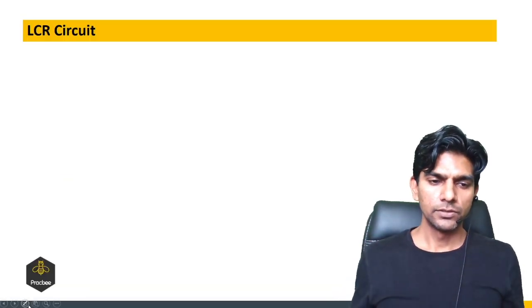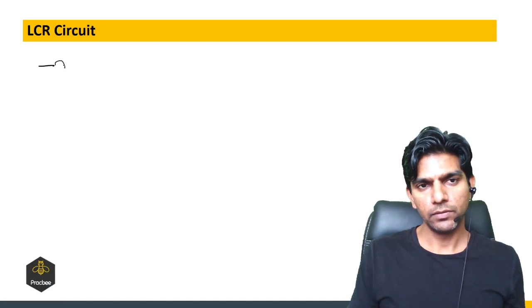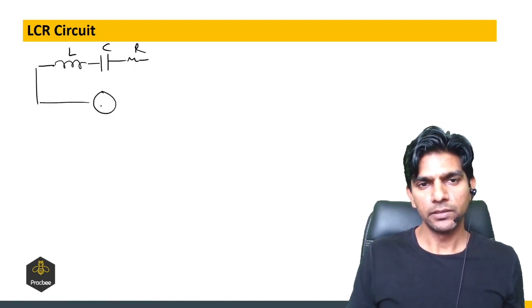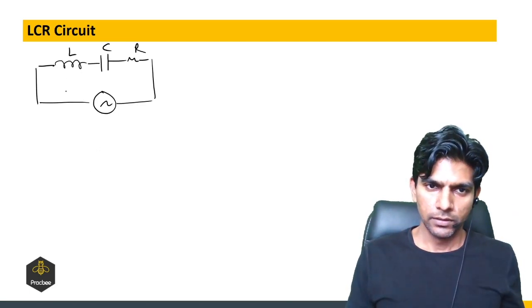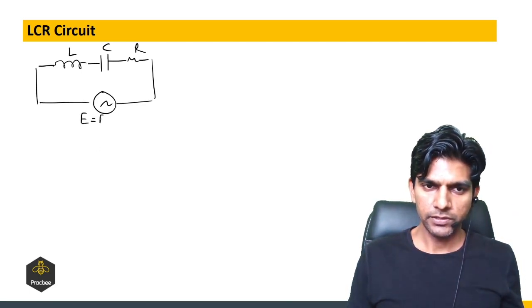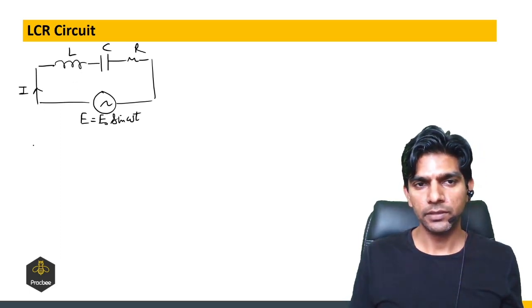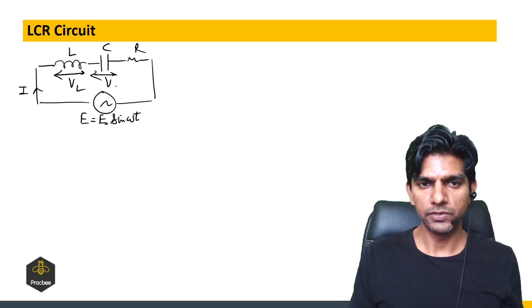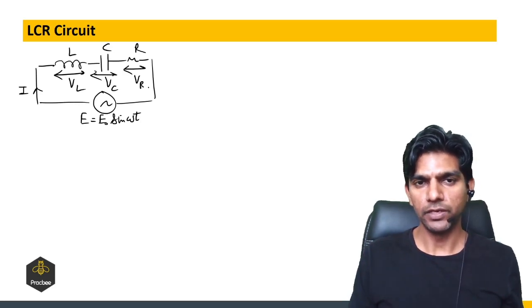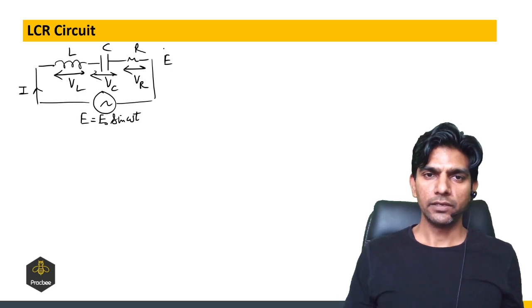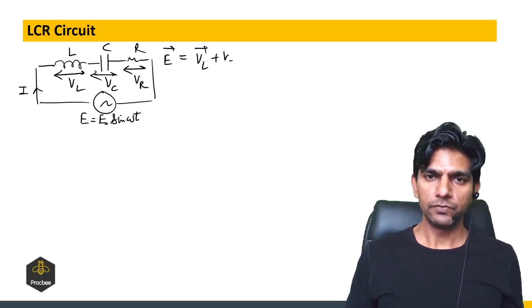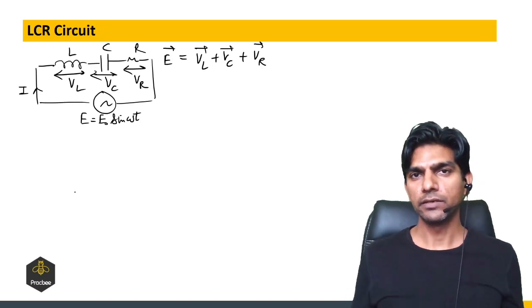Right, so let us see. In an LCR circuit, all three components are connected in series. So this is L, then we have C, and this is R, and there is an AC source. Let us say the EMF is E naught sine omega t. Let us say at time t, the current in the circuit is I, the voltage across the inductor is VL, the voltage across the capacitor is VC, and across the resistor is VR. And we can say the E vector will be the VL vector plus the VC vector plus the VR vector. So it will be the vector addition of these three vectors.